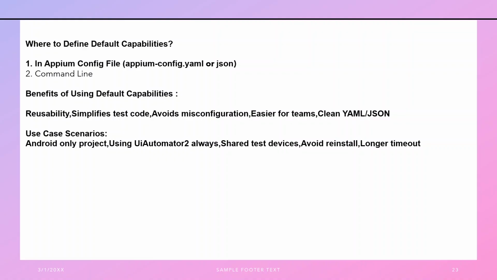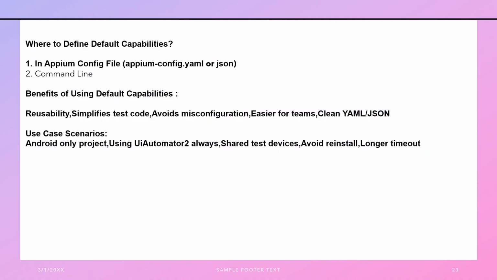When do we use it? In my case, I was working on one project, on one app developed only for Android. So in this case, the platform name will be Android and the automation name will be UI Automator 2. So why not predefine these capabilities in the default capabilities? Whenever I launch the Appium server, these two capabilities will automatically be predefined, because my app is only applicable for Android OS. That is one of the cases where I have used it personally.